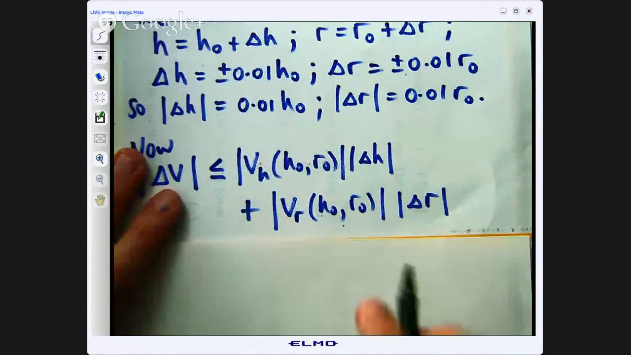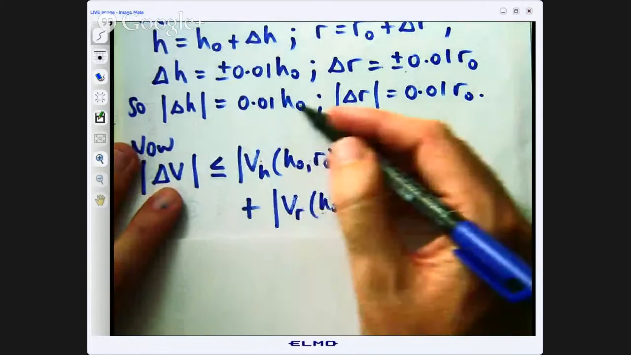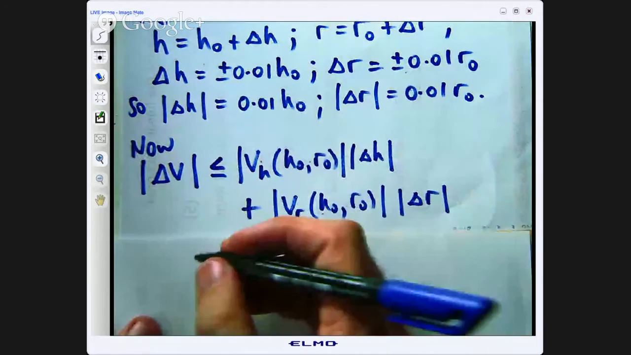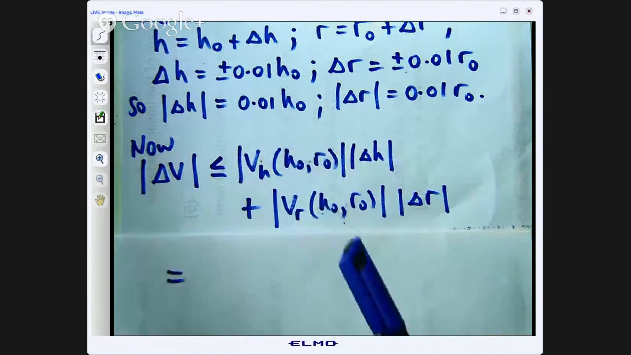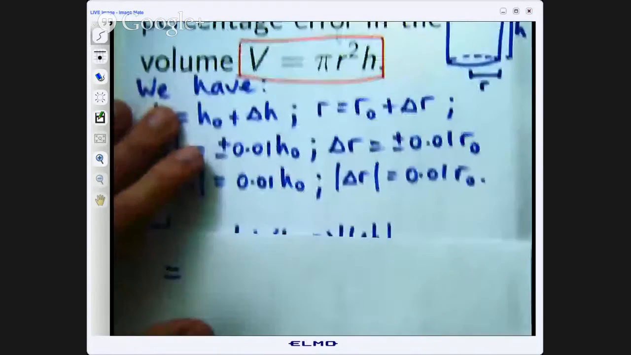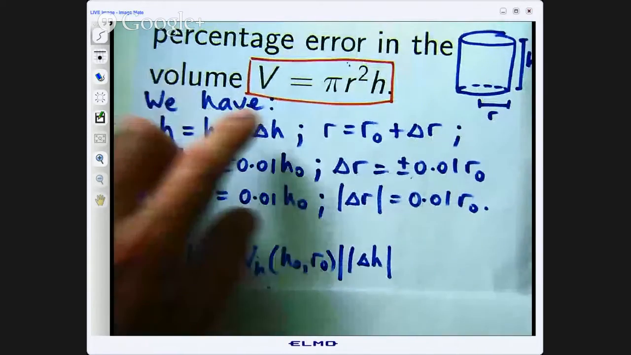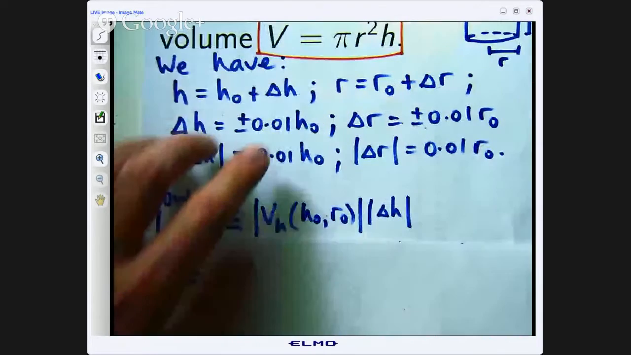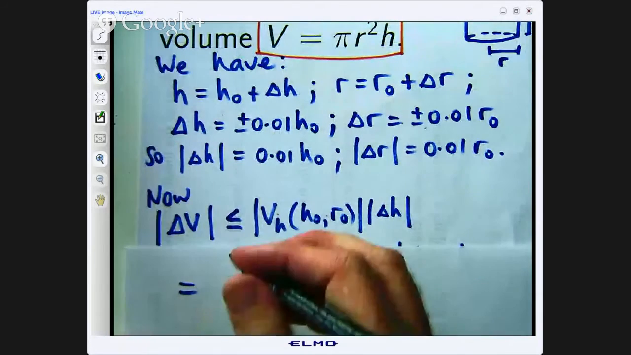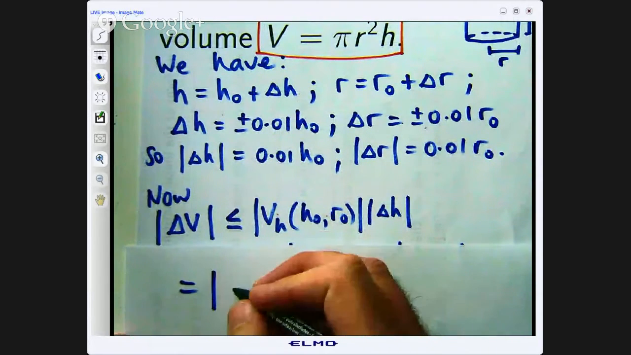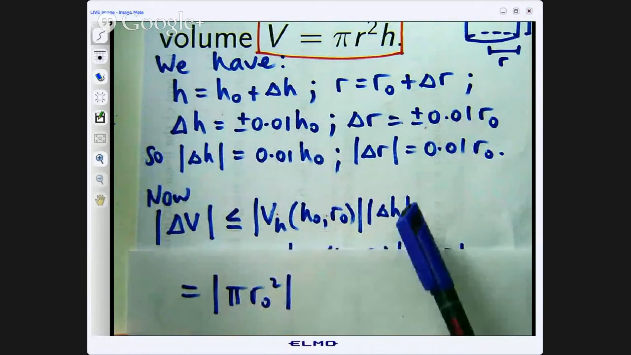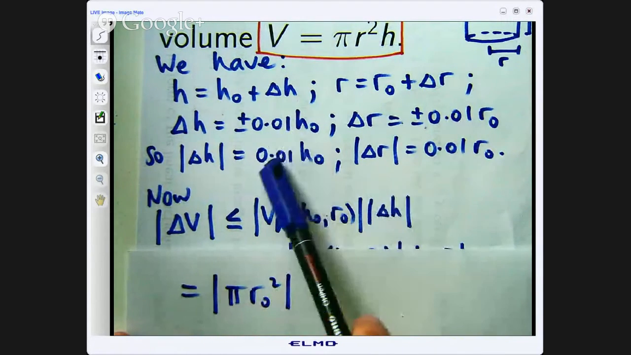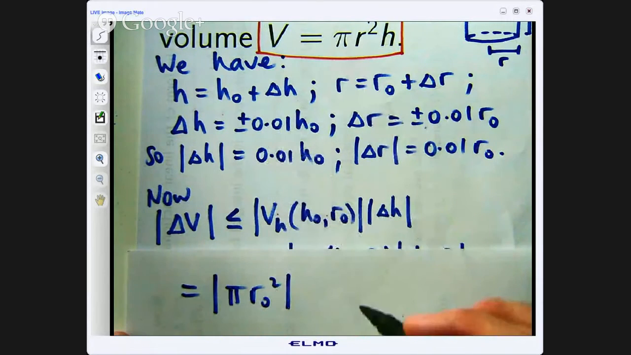Okay, now with these guys, I can replace them with this, and then it's just going to be a matter of cleaning up. So this first derivative is going to be dV/dh. So it's pi r squared evaluated at h naught, r naught. So I'll replace r with r naught. Okay, I can replace this with 0.01 h naught.